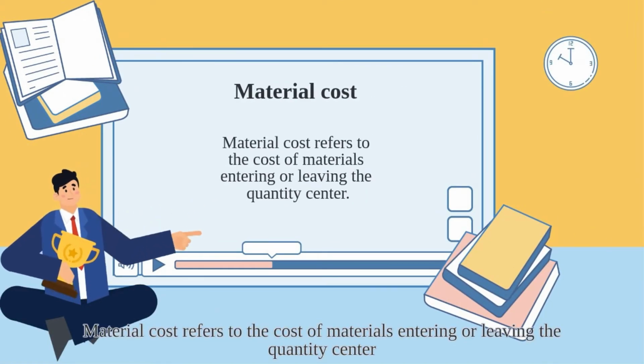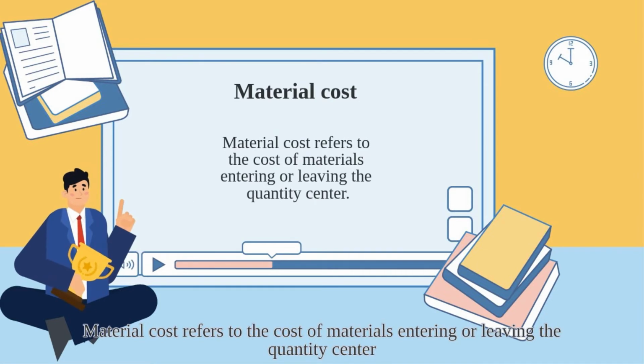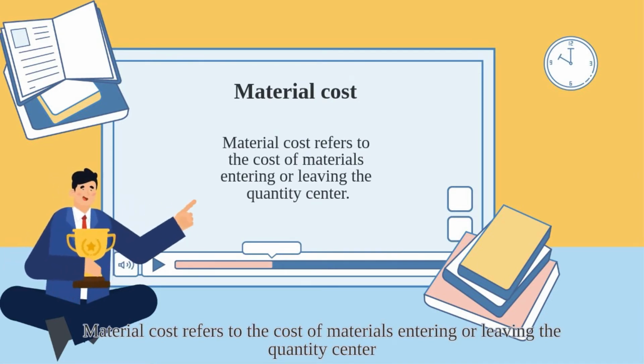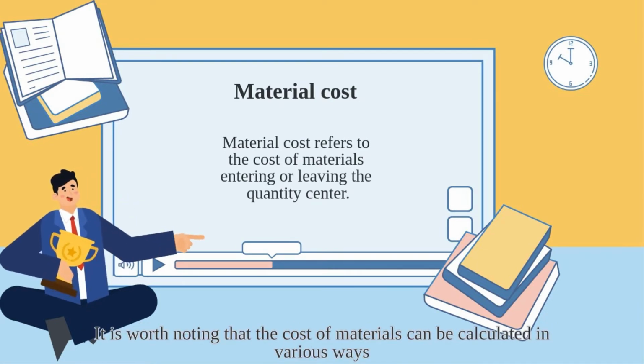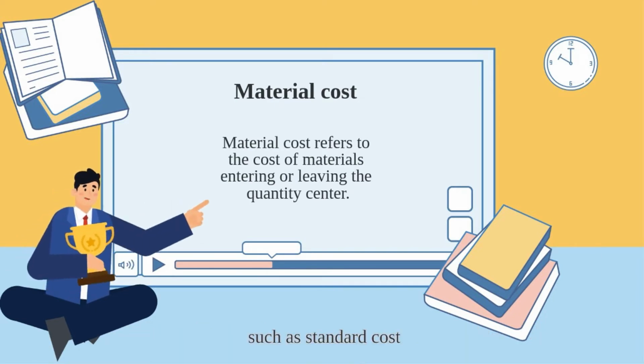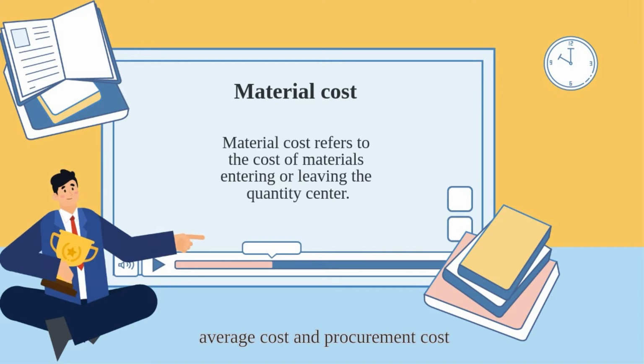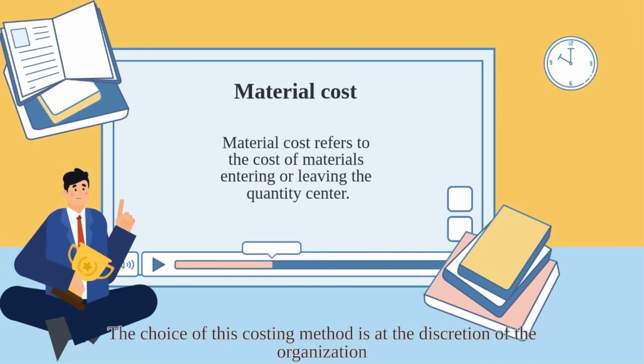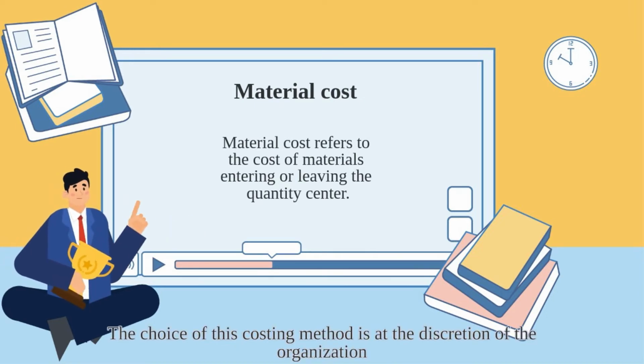Material cost refers to the cost of materials entering or leaving the quantity center. It is worth noting that the cost of materials can be calculated in various ways, such as standard cost, average cost, and procurement cost. The choice of this costing method is at the discretion of the organization.